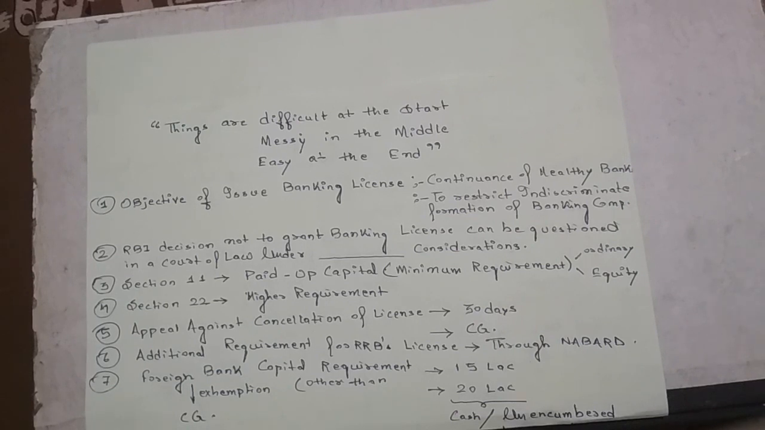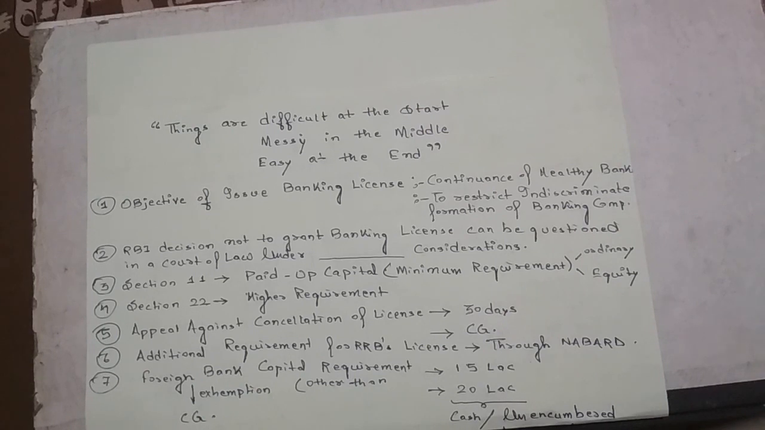The third question: what is there in Section 11 of the Banking Regulation Act? Section 11 is related to paid-up capital. The minimum requirement for opening banking companies or having shares of banking companies is written in this section, including what capital is required and what kind of shares are allowed. Only ordinary shares and equity shares are allowed. Preference shares are not allowed.